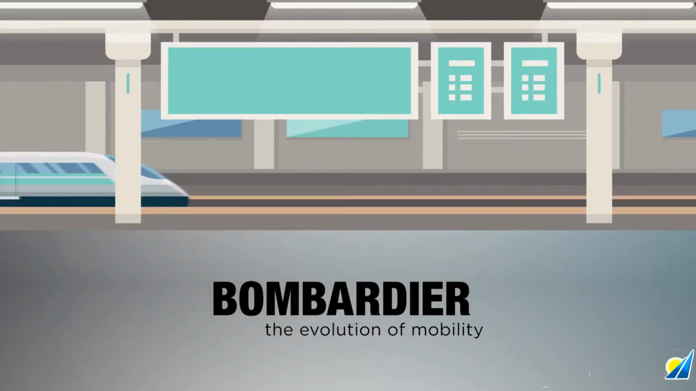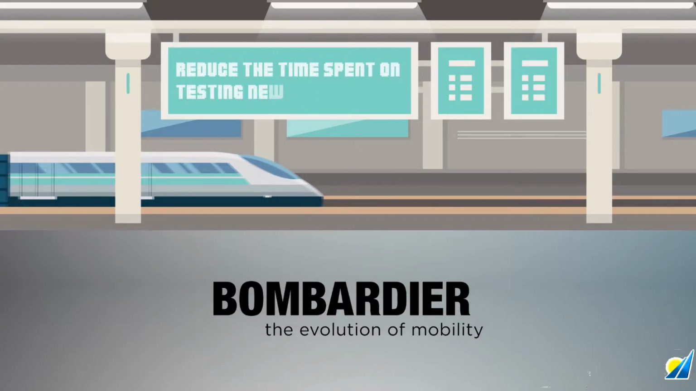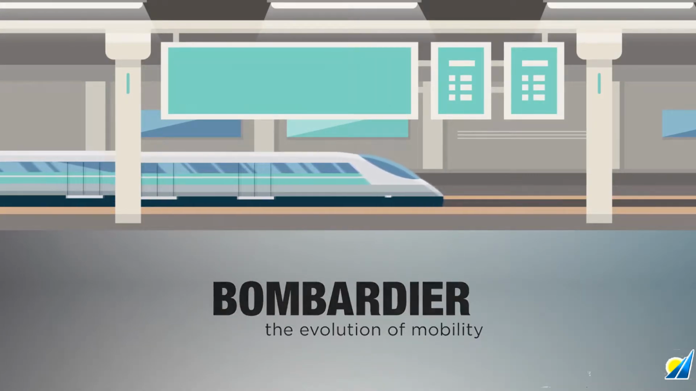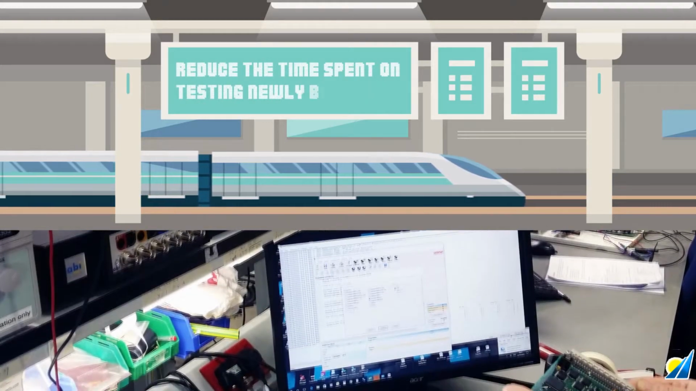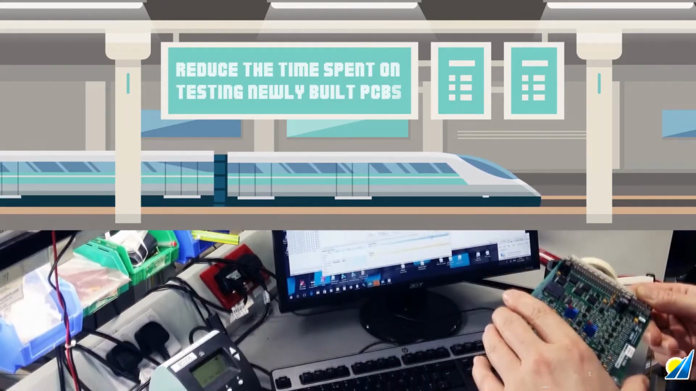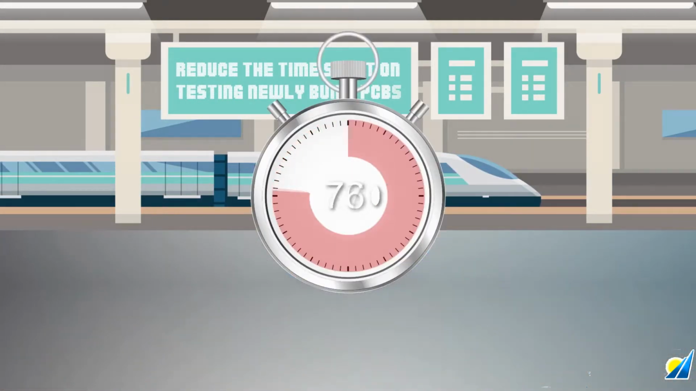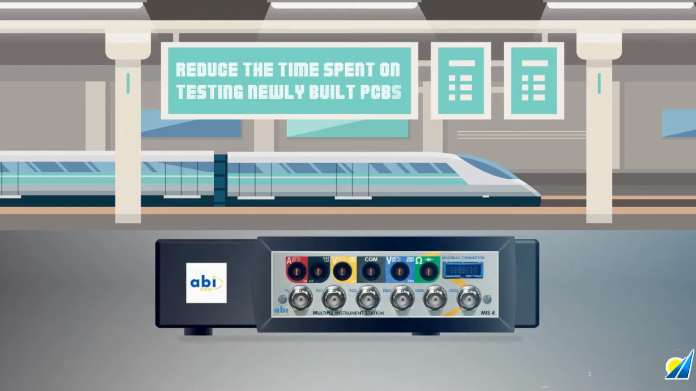One ABI customer in the UK, Bombardier Transportation, reportedly reduced the time spent on testing newly built PCBs used in the rail industry from 2 hours to just 15 minutes, thanks to the automation features and flexibility of ABI's MIS4 and test flow.